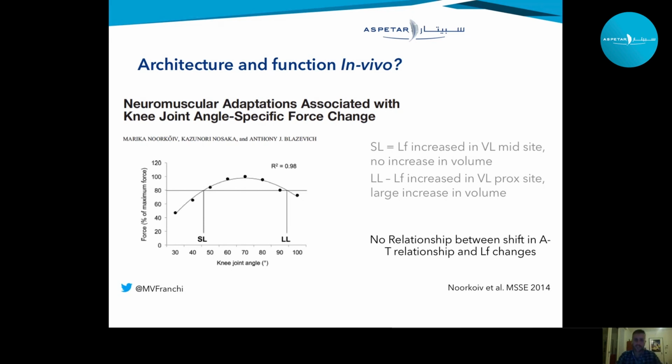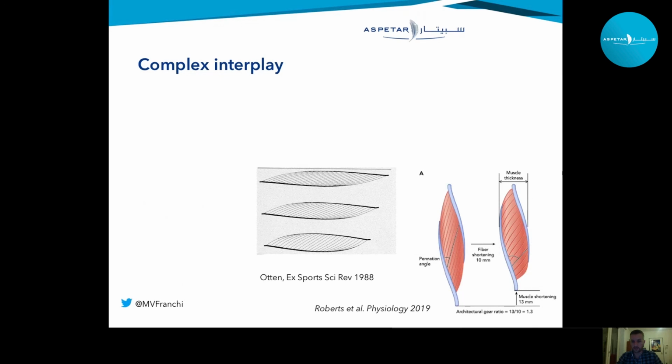Conversely, in a later study, Tony showed there was no relationship between the shift in angle torque relationship and fascicle length changes when training muscle isometrically at shorter lengths and longer lengths. So there were regional increases in fascicle length, but they were not related to any shift in the angle torque relationship. So why do we see some reports that say the muscle architecture does influence performance or muscle properties, and others that don't show that?